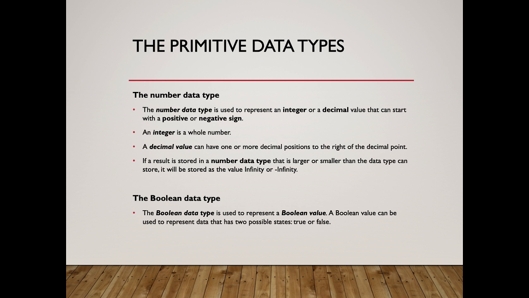An integer is a whole number, meaning that there's no decimal points, and a decimal value has decimal points. If a result is stored in a number data type that is larger or smaller than the data type can store, it will be stored as the value of infinity or negative infinity, depending if it's negative or not. A Boolean data type, as you guys know, is true or false. You can represent many things as a Boolean. But it's just true or false. That's it.